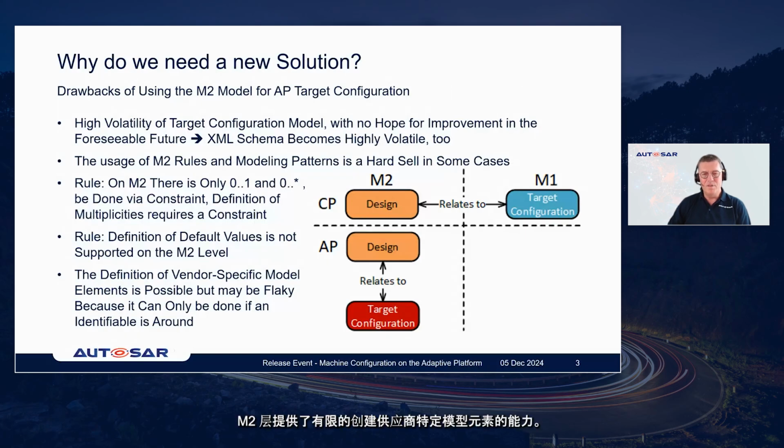The M2 level provides some limited amount to create vendor-specific model elements. But if you are any familiar with how the target configuration on M1 called ECUC works, then you know that this is really no match. So on M1, the definition of vendor-specific model elements is much easier and works much better.